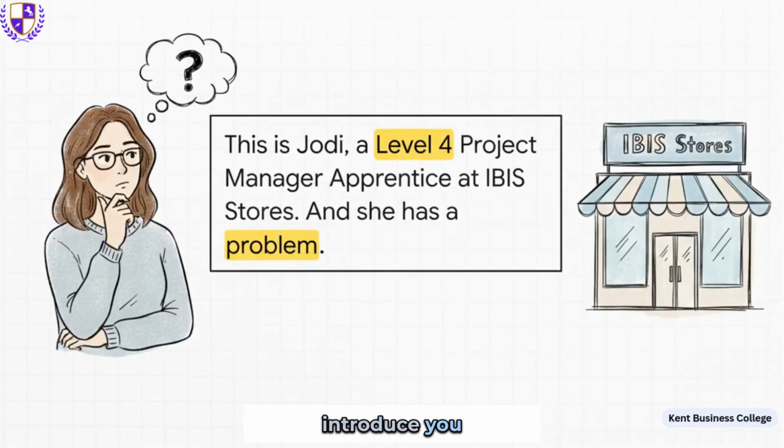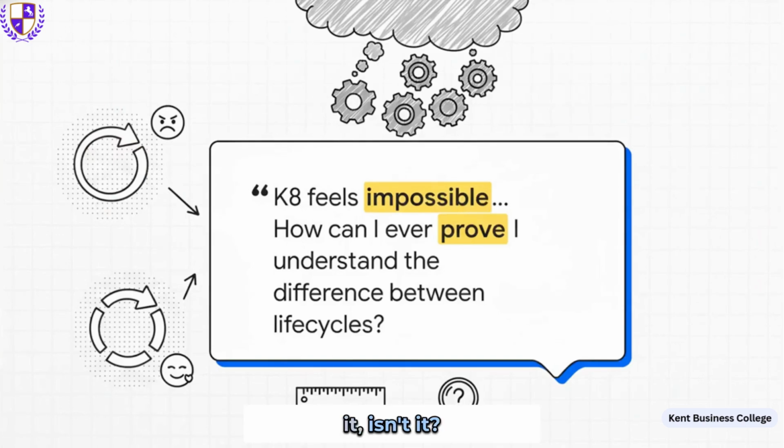So let me introduce you to Jody. She's a super smart, really ambitious level 4 apprentice over at IBIS Stores. But there's this one specific knowledge area that has her totally and completely stuck. I have a feeling you might know exactly how she feels. And this is it, isn't it? This is the heart of the problem.